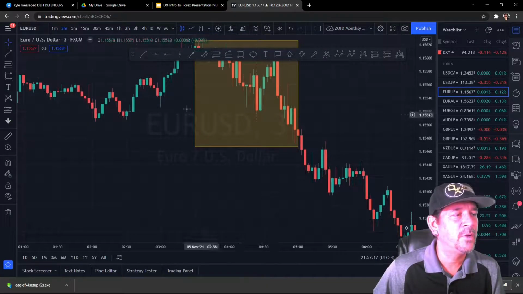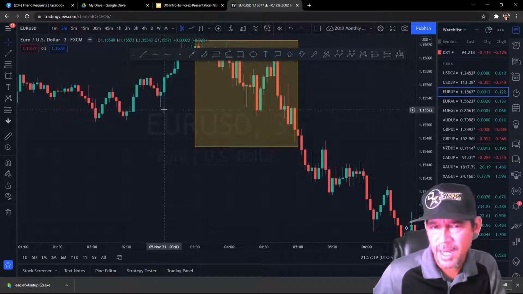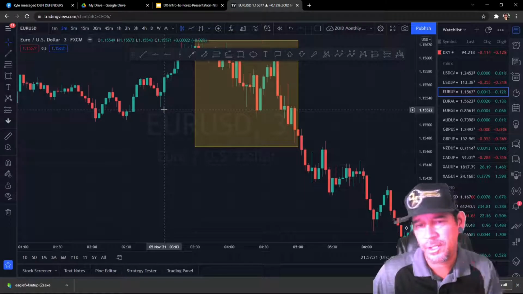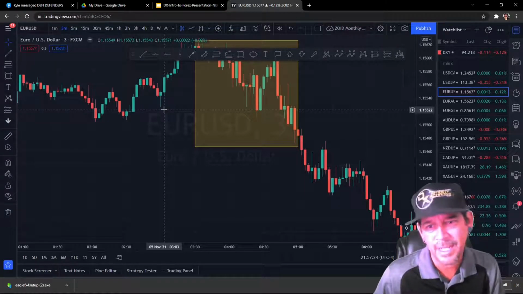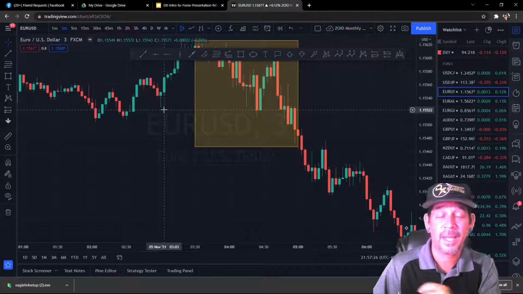So those are the three types of charts, guys. I'm pretty sure that you're going to get used to the candlestick chart, because that is what you are going to be seeing all the time in our classes, is the candlestick chart.